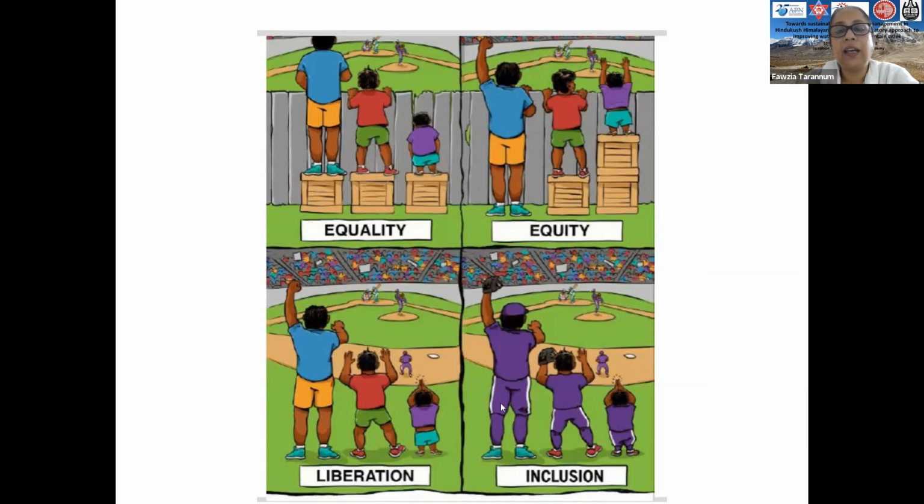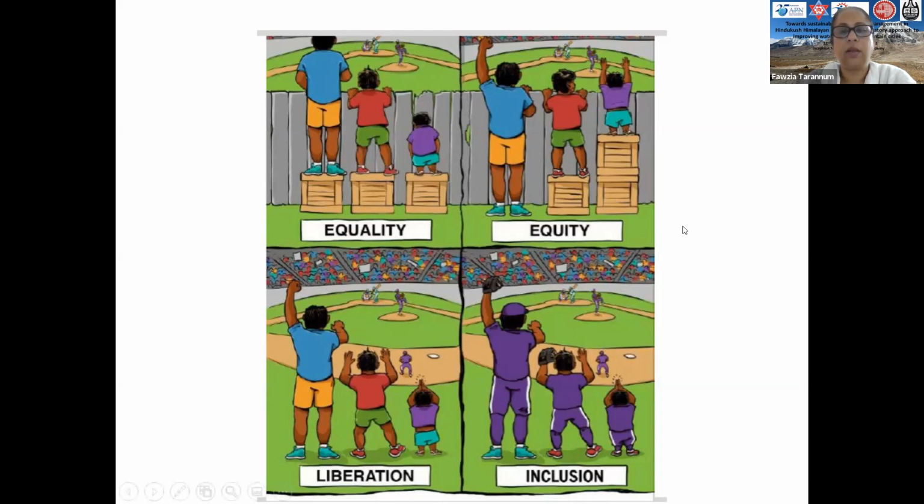And inclusion is, so liberation is, for instance, in discussions on water in villages, we start inviting women to that as well. But inclusion would be that their voices are heard and they are considered equal partners in decision making as well. So that becomes your inclusion.